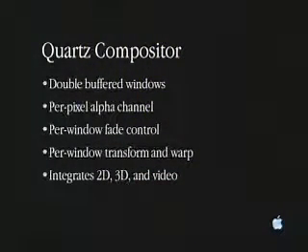Another feature that we have is an overall per window fade control. So that's one big opacity knob on the whole window. That's used for fading in, fading out. We have some per window transform and warp capabilities: sheets, genie, dock animation, those kinds of things.